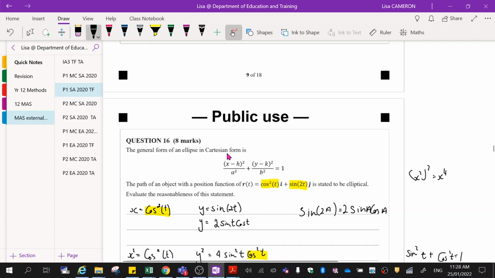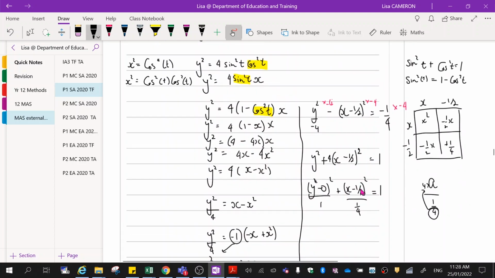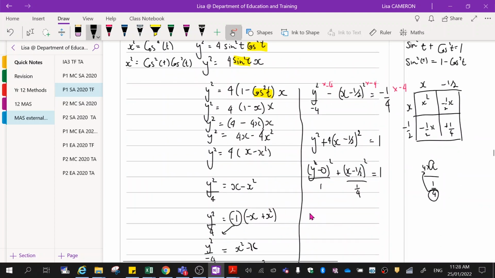Now we're just going to read through the question again to make sure that we answered all of the parts. So evaluate the reasonableness of this statement. That's the general Cartesian form, is stated to be elliptical. So all I need to do now is write my conclusion. So therefore, this is elliptical as the formulas match.